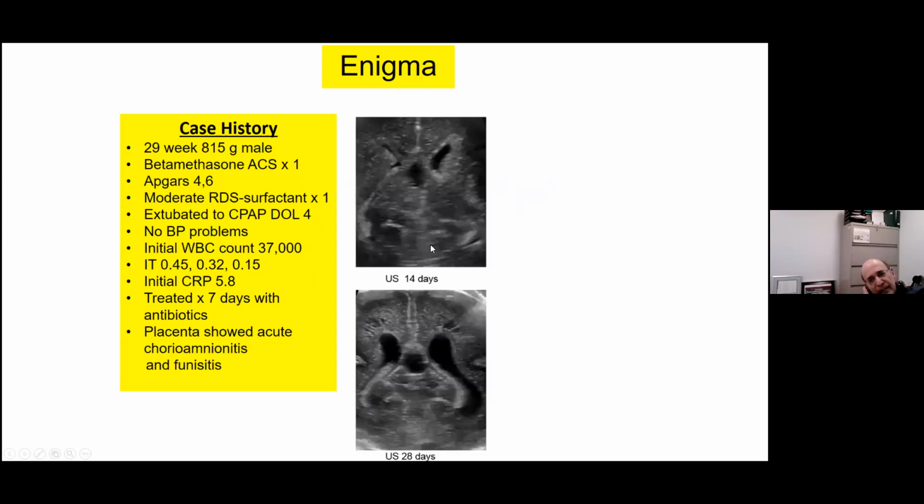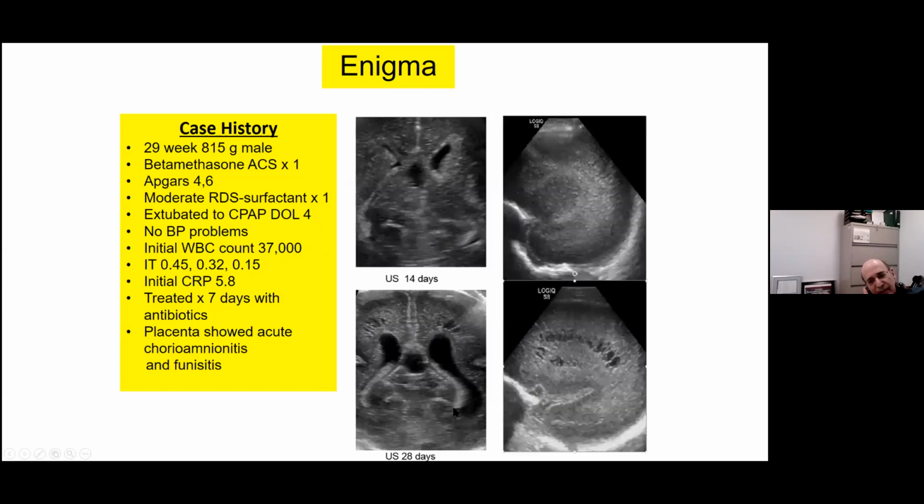This is a coronal section that we see, and this is about 10 days later, and you can see the cyst starting to evolve and the ventricles getting bigger. And you can see the changes on this parasagittal view of this infant.